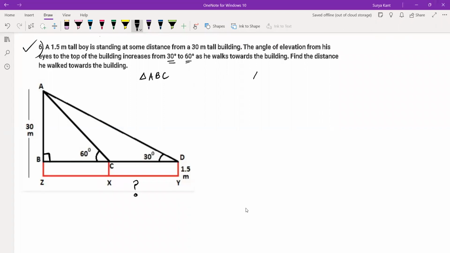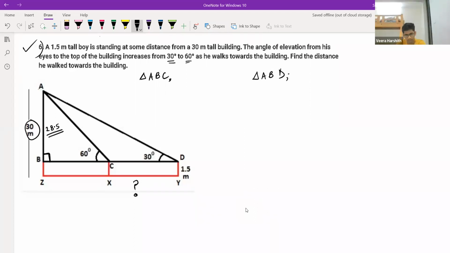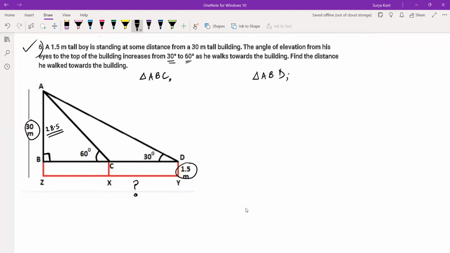Next triangle I'll consider as triangle ABD. Before going further, in these two triangles we don't know the exact height AB. This 30 is the height from A to the ground, so this height would be 28.5. Why is this 28.5? Understood, all of you? Yes, sir. Because the boy's height is also included in the 30 meters, so we have removed 1.5 from that. So the height AB is nothing but 28.5.